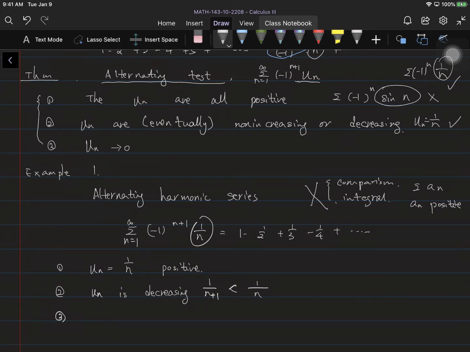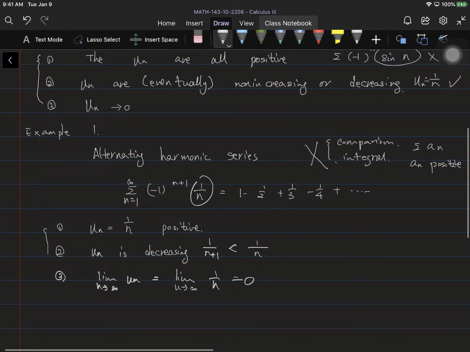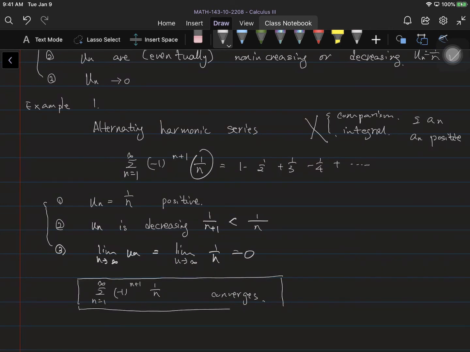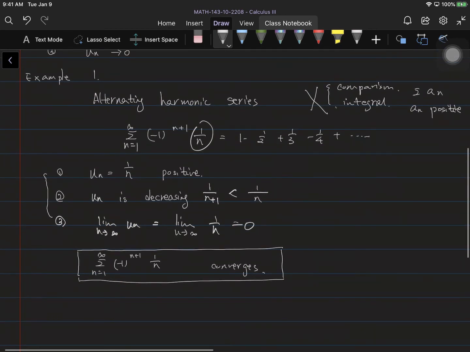Number 3. What's the limit of un? That's the limit of 1 over n, so it is 0. So the series satisfies those 3 conditions, and then we say the alternating harmonic series converges. In the future, we will use this a lot. It's like a known series. The harmonic series diverges, but the alternating harmonic series converges.